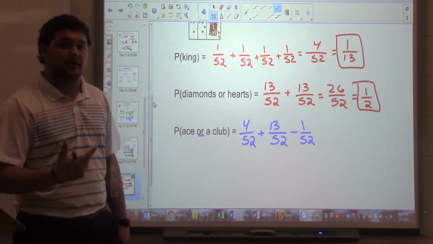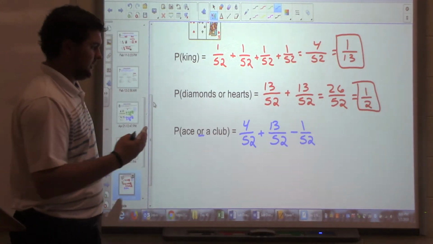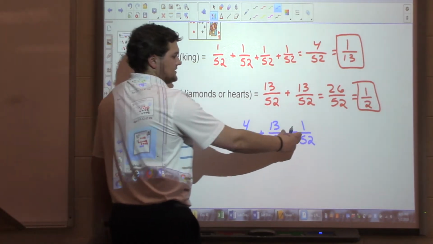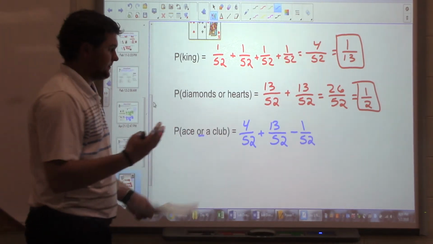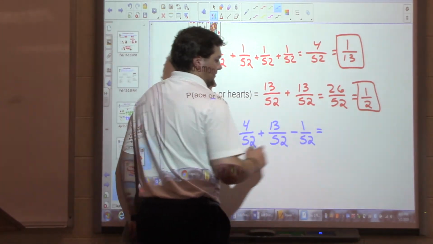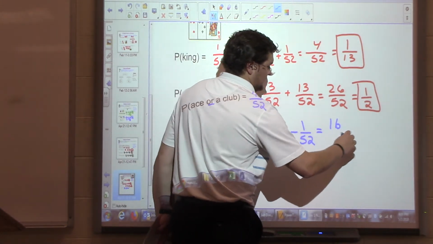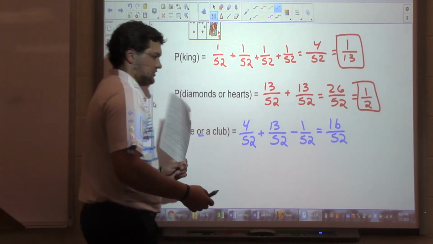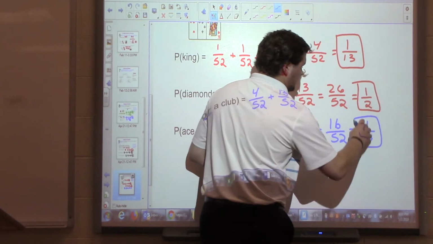And we can't double count it because there's not 2 of them in the deck. Right? That would throw off our probability. So I know I'm counting in both aces and clubs, so I've got to subtract 1 off, otherwise I'm double counting the ace of clubs. So what I can do is add them up here. 4 plus 13 is 17, minus 1 is 16 out of 52. And that reduces down to 4 out of 13.